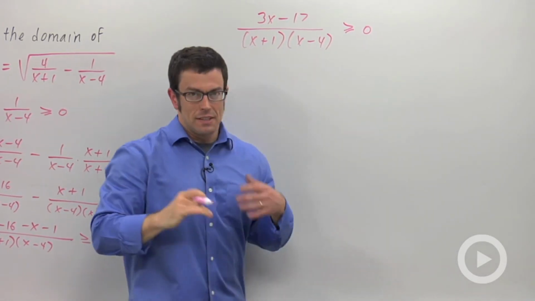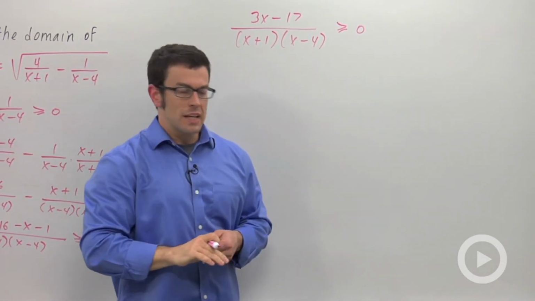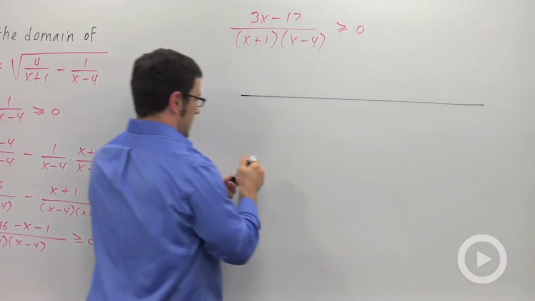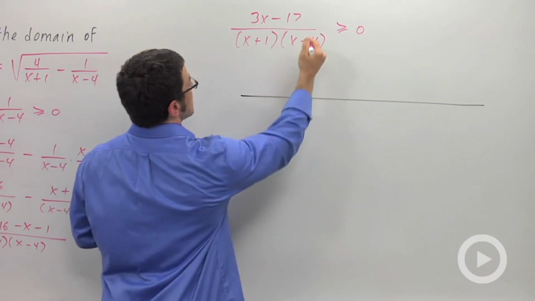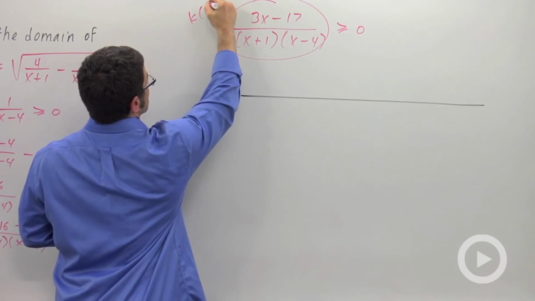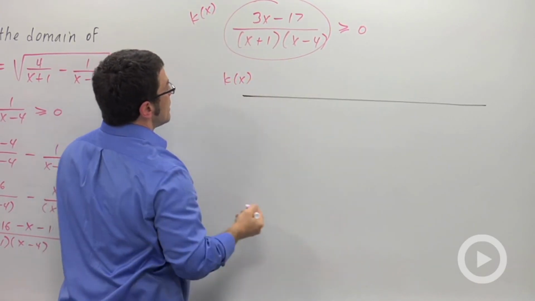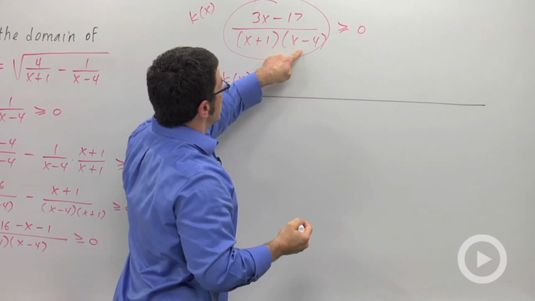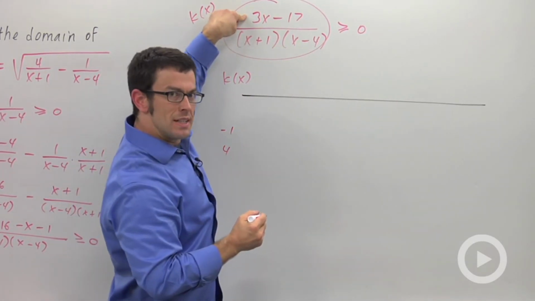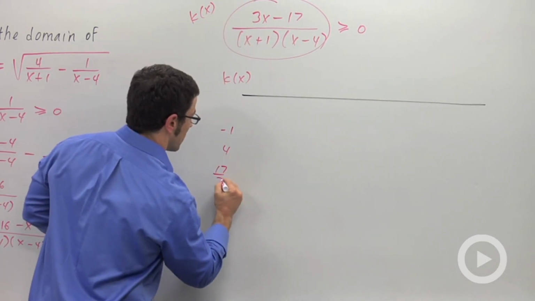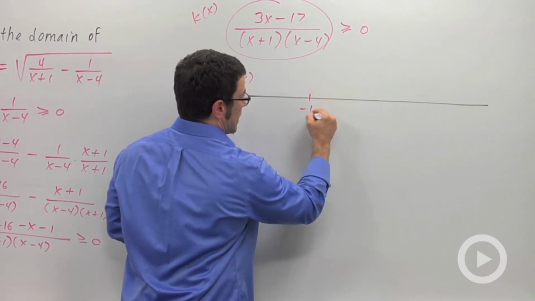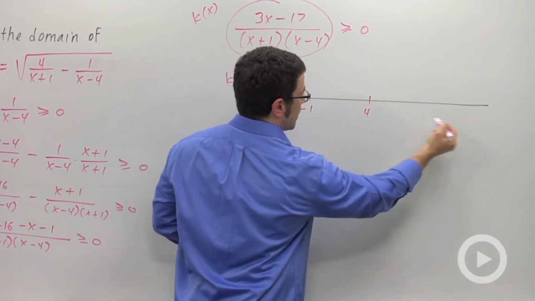Okay, now this kind of inequality I can solve using a sign chart. Now a sign chart's just a number line. And on this number line, let's call this giant expression k of x. I'll put k of x over here. It's going to be undefined at negative 1 and 4, and it's going to equal 0 at 17 over 3. Now 17 over 3 is almost 6. So I need to put those numbers on the number line. Negative 1 goes first, 4, 17 over 3.